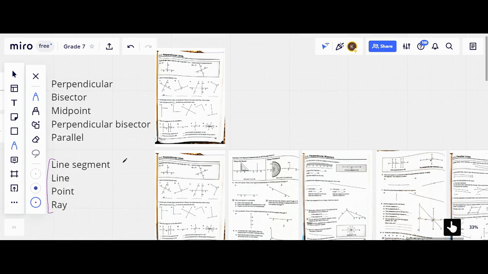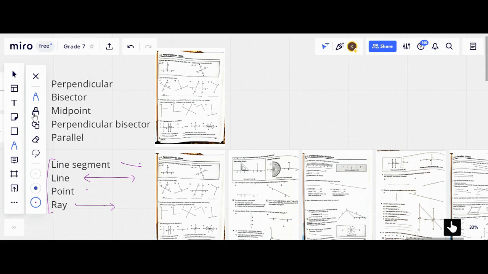A line segment has endpoints, whereas a line continues on forever in each direction. A point is just a dot or place in space. A ray has one endpoint and continues on in the other direction. Now, looking at these words here: perpendicular, bisector, midpoint, perpendicular bisector, and parallel. Those are the words we're going to be looking at today.